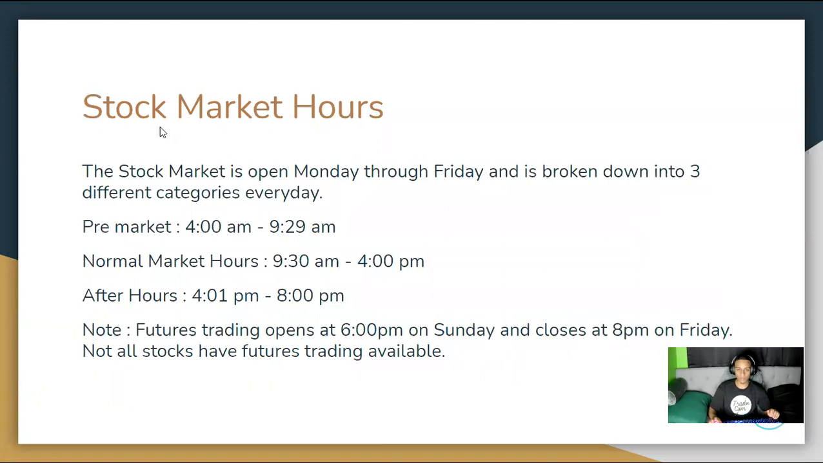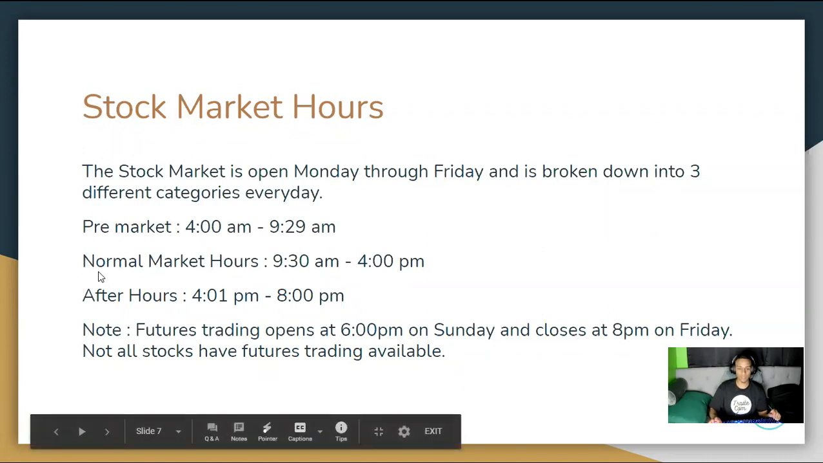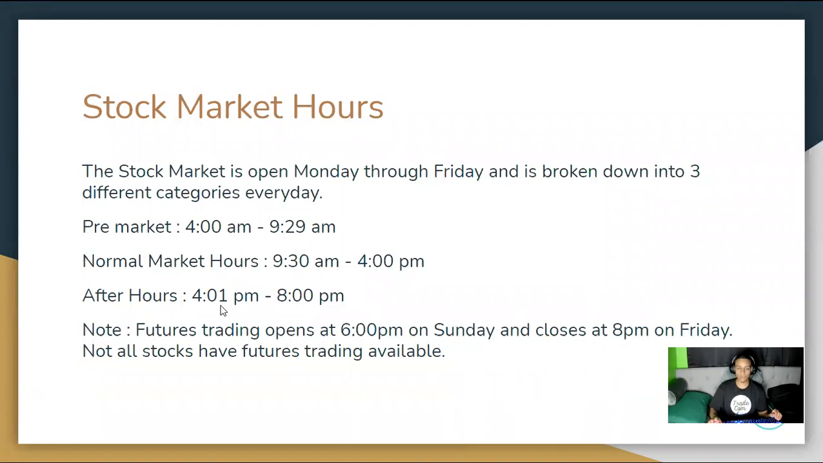All right, so stock market hours. The market is open Monday through Friday, and it's broken into three different categories. We have pre-market from 4 a.m. to 9:29 a.m. You usually see stocks moving at 4 a.m. You wonder why? Pre-market opens at 4 a.m., and you'll usually see institutions trading around this time, and different stocks moving from 4 a.m. to 9:29. Normal market hours are 9:30 a.m. to 4 p.m., and after hours is 4:01 p.m. to 8 p.m.